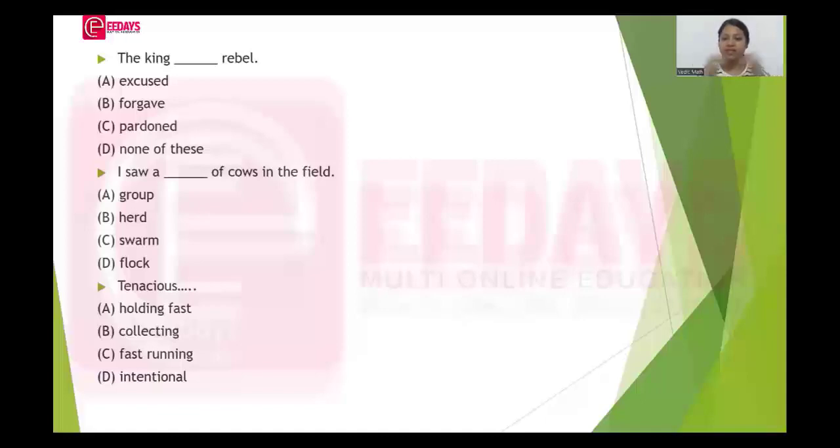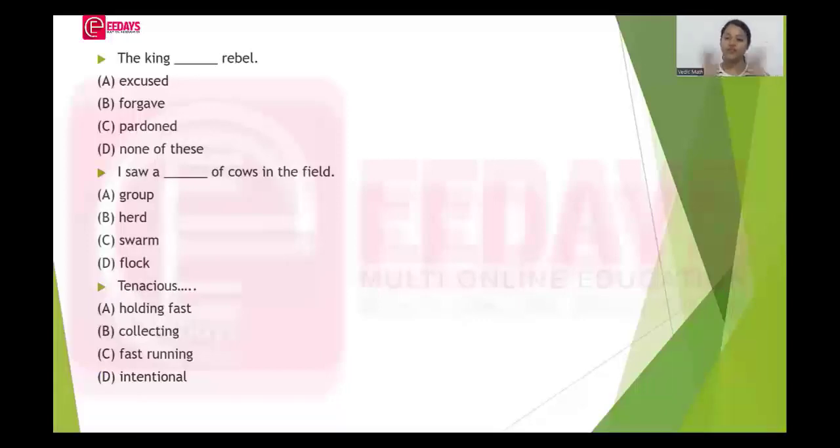The king is like God. He can forgive anyone. Coming to option C, the king pardoned the rebel. It's also kind of good, because we ask pardon of God, Lord, King, Almighty, so higher authorities. It's again correct. So option D, none of these.